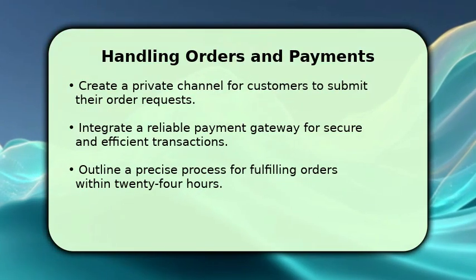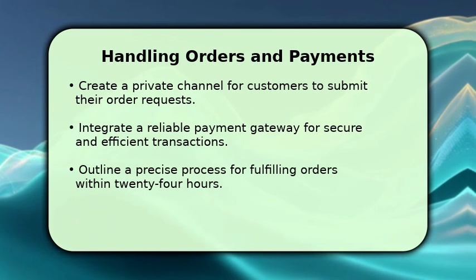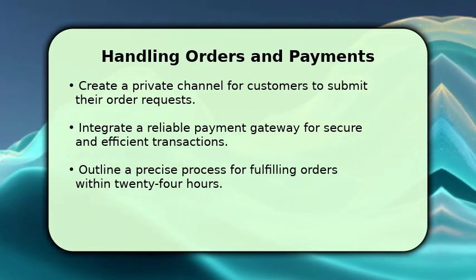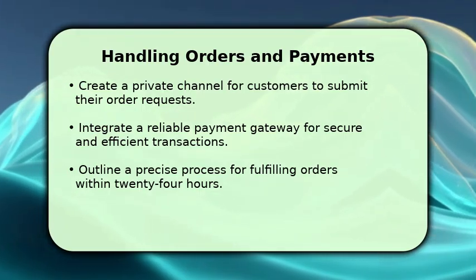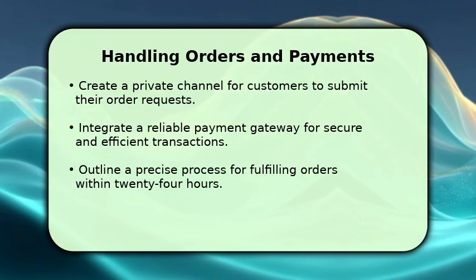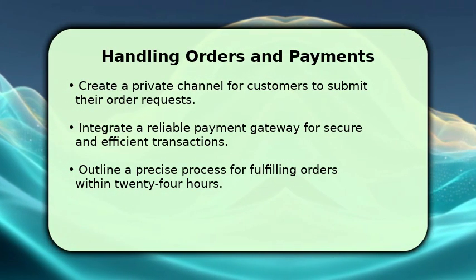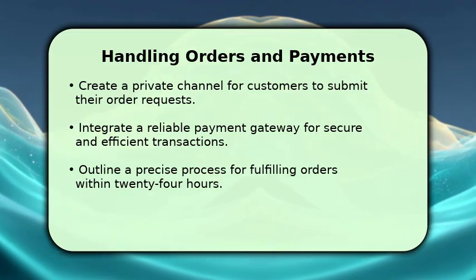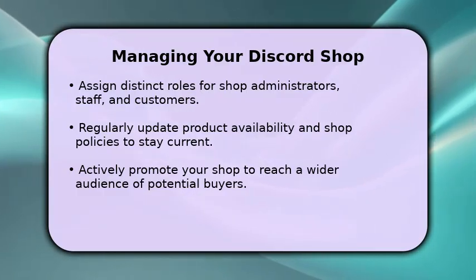Once products are listed, you need a system for orders. Set up a private channel, perhaps order submissions, where customers can send their requests. For payments, integrate a secure gateway like PayPal or Stripe to handle transactions smoothly. Finally, establish a clear fulfillment process, aiming to deliver digital goods within minutes or physical items within a few business days. Effective management ensures long-term success.